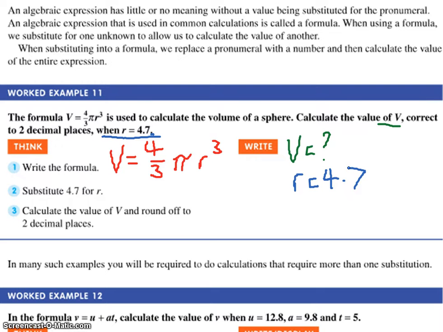Okay? So let's have a look at that. We've got that and we've got that. How many unknowns do we have? Well, R is one of the unknowns and the other one is V. Pi is not an unknown. Pi is our friend. It is a number. Okay, so let's substitute in.